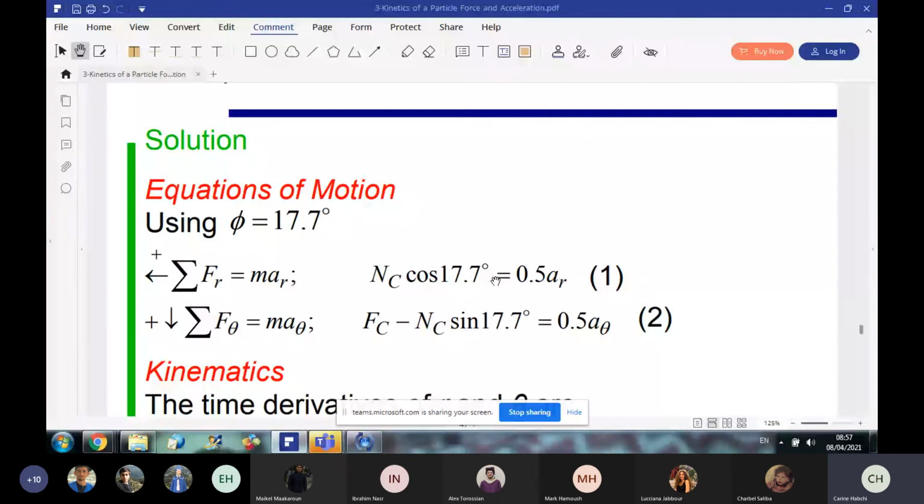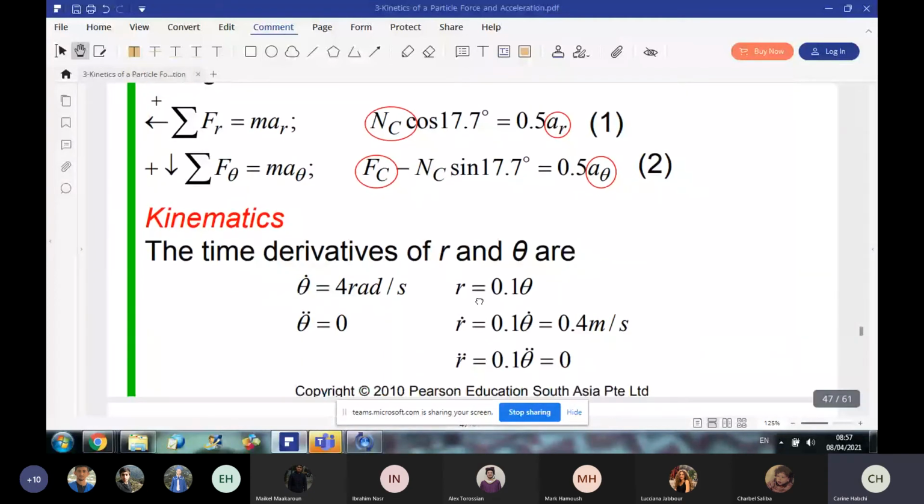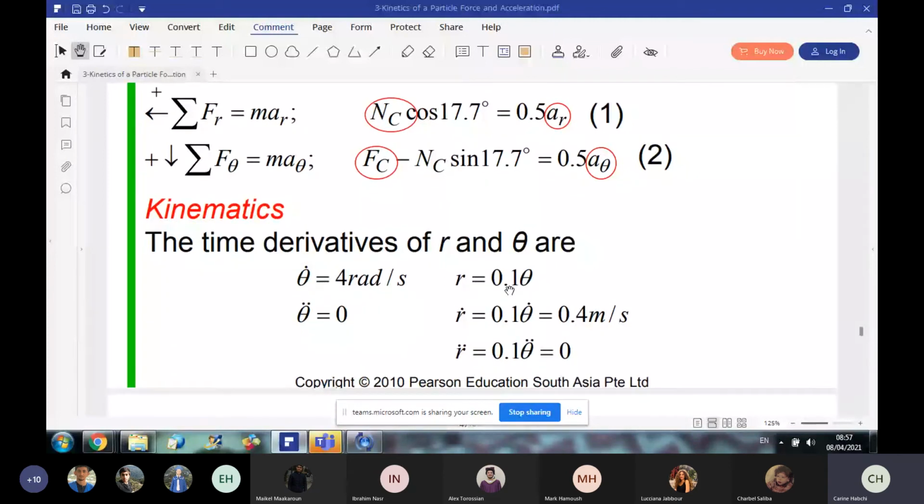By doing the projections, we get two equations with two unknowns. The two unknowns are Nc and Fc. In order to solve the system, we should calculate ar and a theta, using the formulas derived in the previous chapter. So we should do our derivations. Here it's simple. We have r equals 0.1 theta, so r dot is 0.1 theta dot, and r double dot is 0.1 theta double dot. But since theta dot is constant here, theta double dot will be equal to 0.